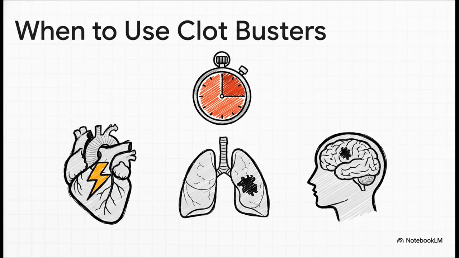So when do we actually use these powerful clot busters? Well, for a big heart attack, what we call a STEMI, for a massive life-threatening pulmonary embolism, and, very importantly, for an acute ischemic stroke. But look closely at the stroke part. You have a tiny window, just 3 to 4.5 hours from when the symptoms started.